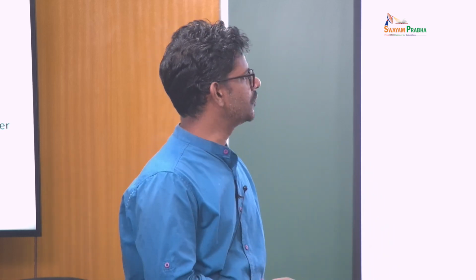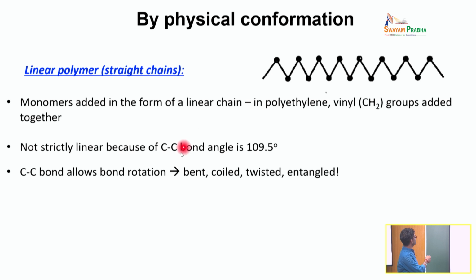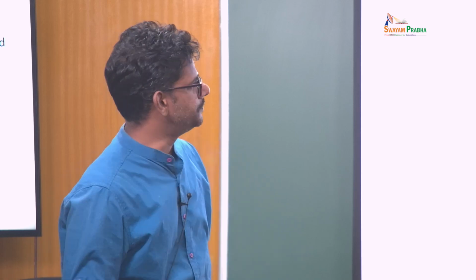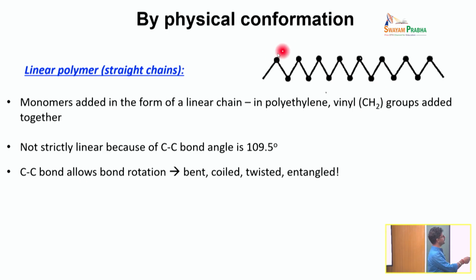So now if I go to each one of them separately, when we say linear polymers, in this case we think about adding monomers along a chain, a growing chain. So we call them straight chain or linear chain polymers. A very simple example is polyethylene. Polyethylene is made by combining vinyl groups, which are CH2 groups, in an additive way. So you will see that the polymer takes this kind of topology. They are not necessarily a straight chain, but have this kind of zigzag arrangement.